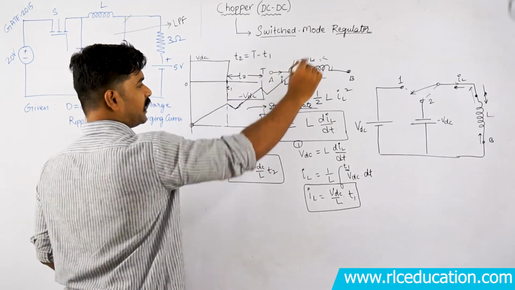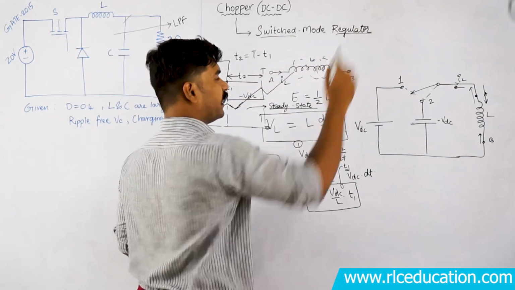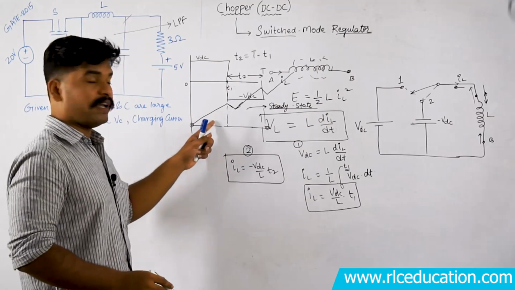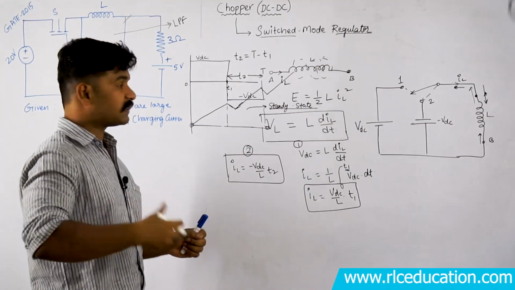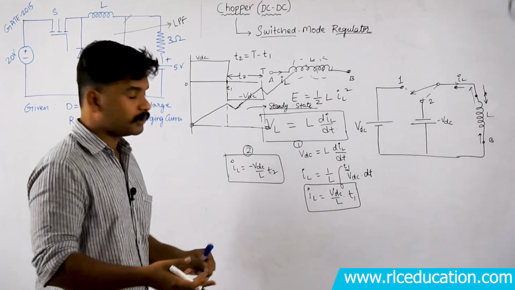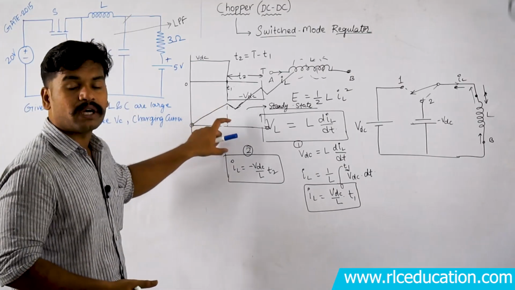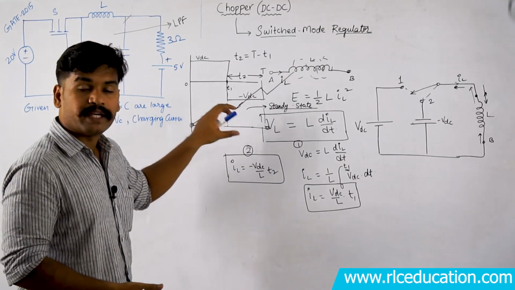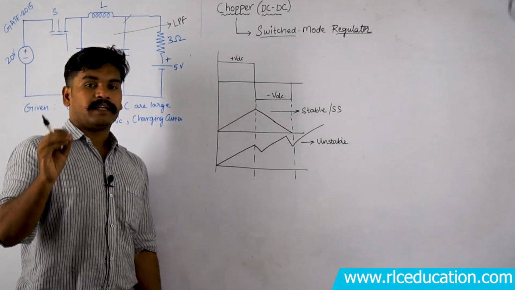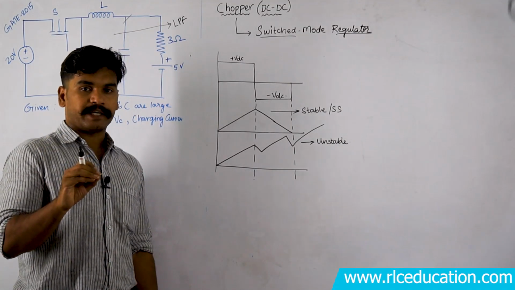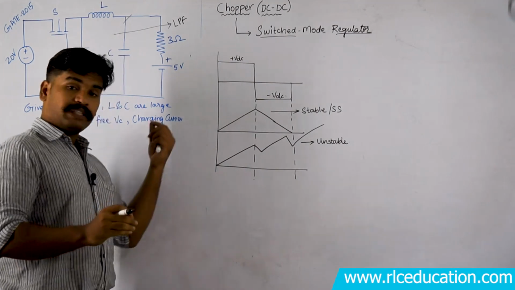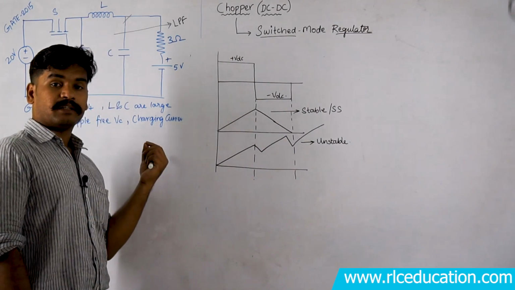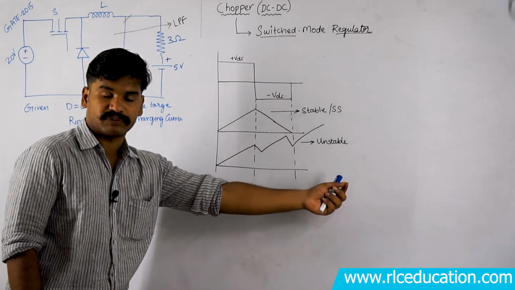So the inductor keeps on building up the energy or current. It never reaches steady state when you are not allowing it a certain amount of time to discharge all the energy. So this kind of operation is called unstable operation of the inductor. So I can say that the inductor will remain in steady state when the energy before the starting of the cycle is equal to the energy at the end of the switching cycle.